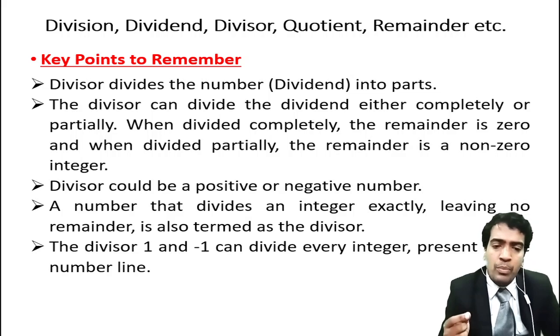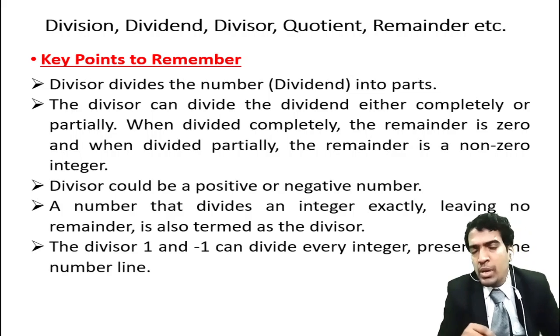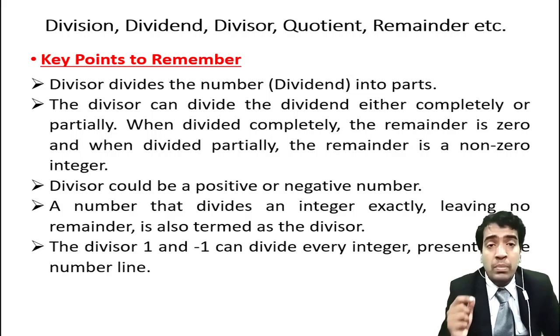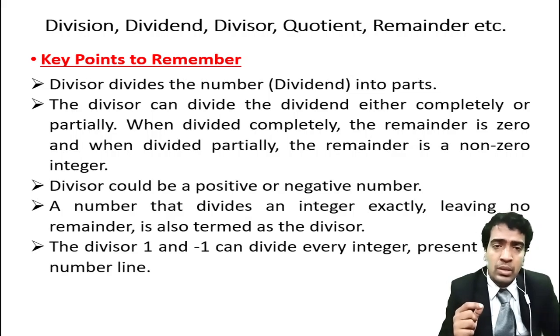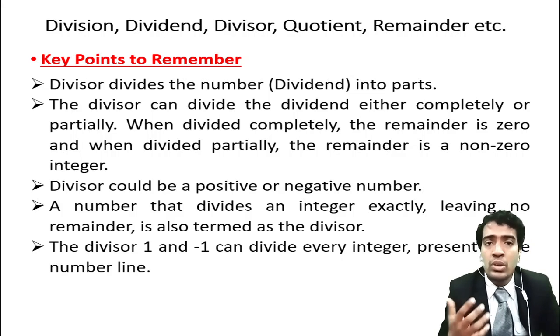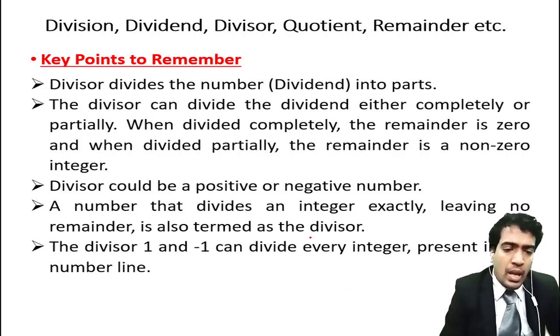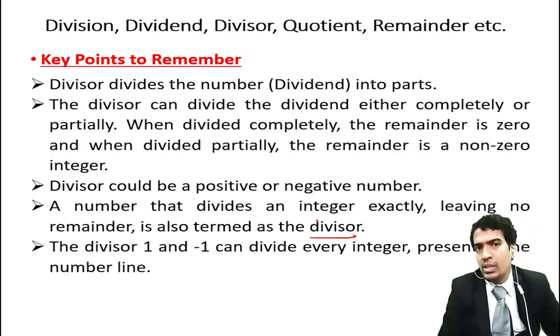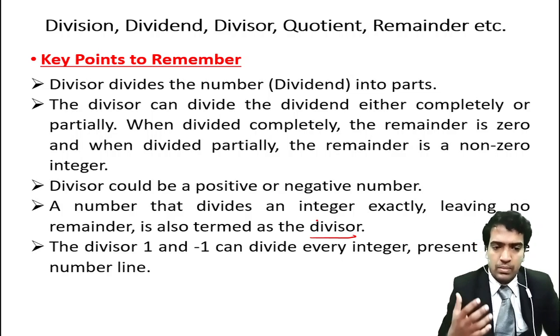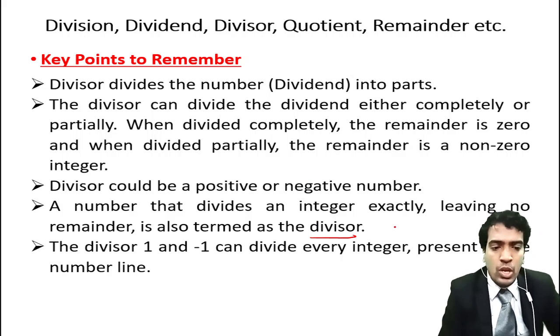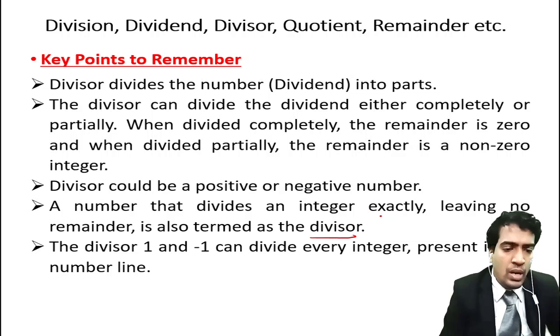And the divisor can be a positive or negative number, even the dividend can be a positive or negative number. But please remember, in mathematics, the divisor cannot be 0 because division by 0 is not defined. Okay, a number that divides an integer exactly, leaving no remainder, is termed the divisor. However, this is the colloquial term, which means this is a common term that is used. However, the right term to be used is the word factor.